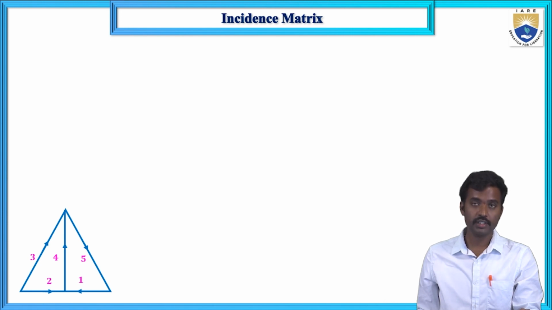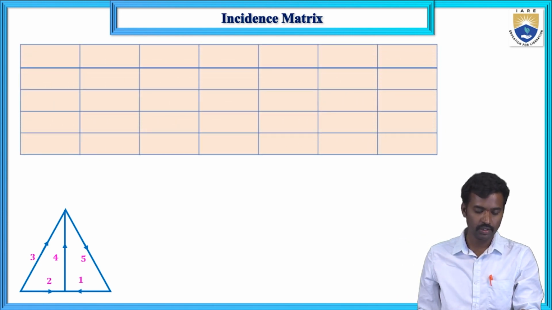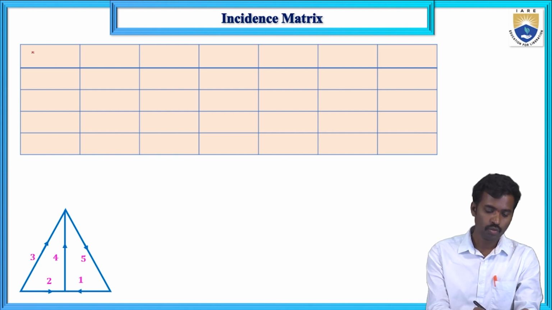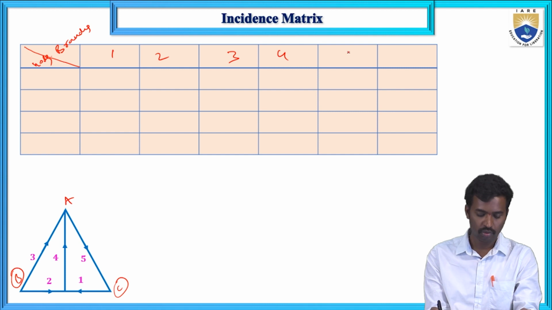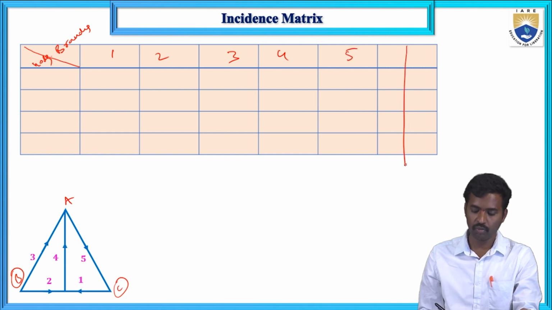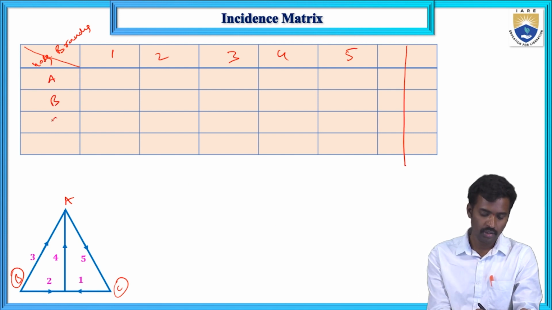Now for this graph, determine the incidence matrix. So first, the branches and nodes: A node, B node and C node. There are 5 branches only, so the extra numbering is not required. A, B, C, and this is the D node. And here from the A node, 1 and 2 are not associated.